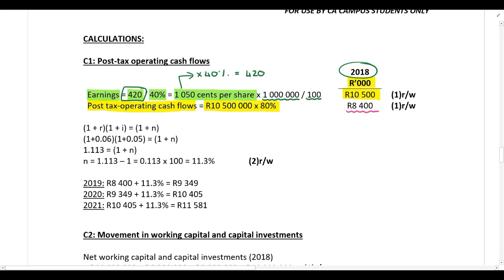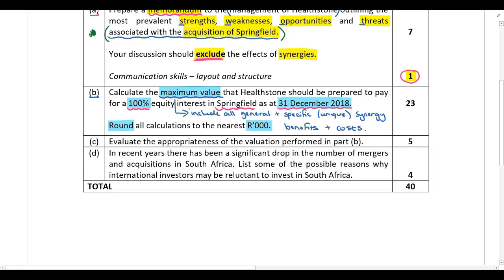Now, please remember, guys, when performing evaluation using the free cash flow method, we are only interested in future cash flows. So we've calculated all of this for 2018. If you go to the required, we need to calculate the value of Springfield at the 31st of December 2018. So if we are performing the valuation using the free cash flow method, we can only include future cash flows in our calculation. So we are not interested in their cash flows for 2018. We want the information for 2019, 2020, 2021, etc. We need the future cash flows.